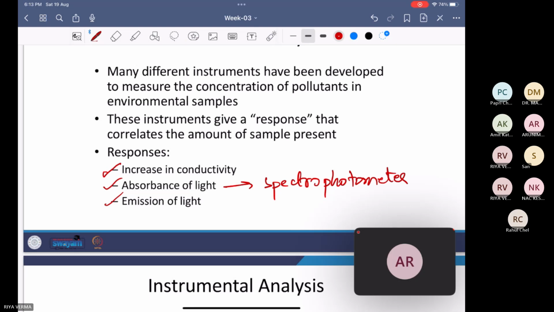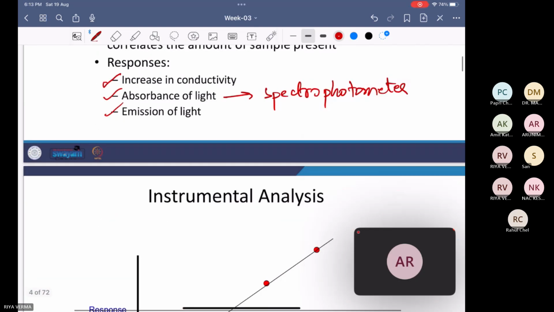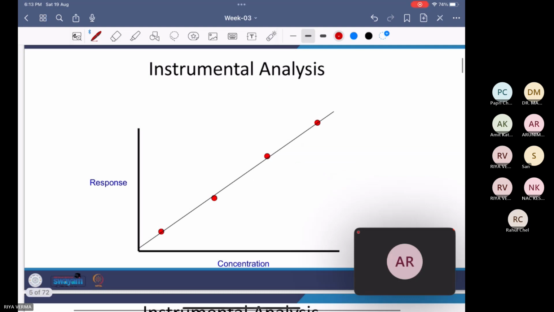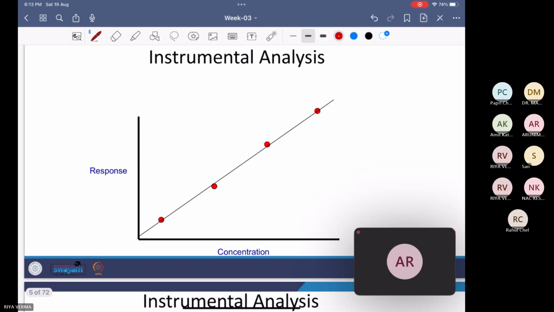It is based on the principle of absorbance of light. So for example, if you want to measure the concentration of chromium, let us say, in a water sample, we prepare the sample and then test it in a spectrophotometer, and at a certain wavelength, the sample absorbs a certain amount of light. So here, for example, this is some sort of linear calibration curve. This is termed as the calibration curve.